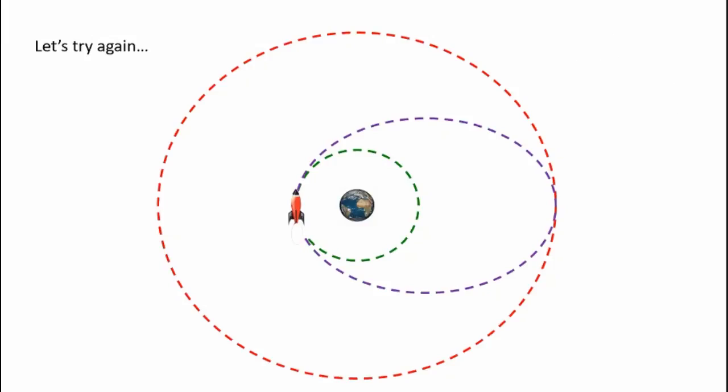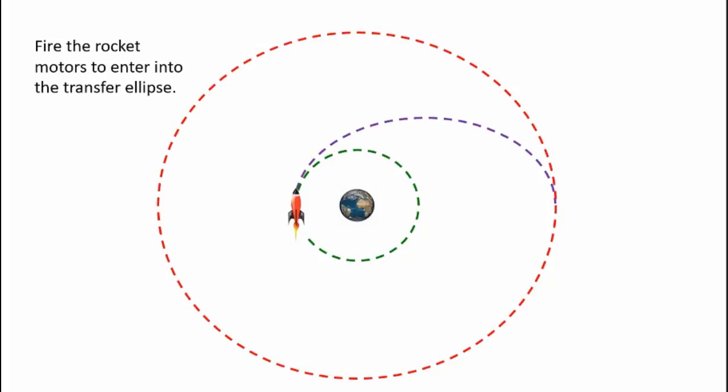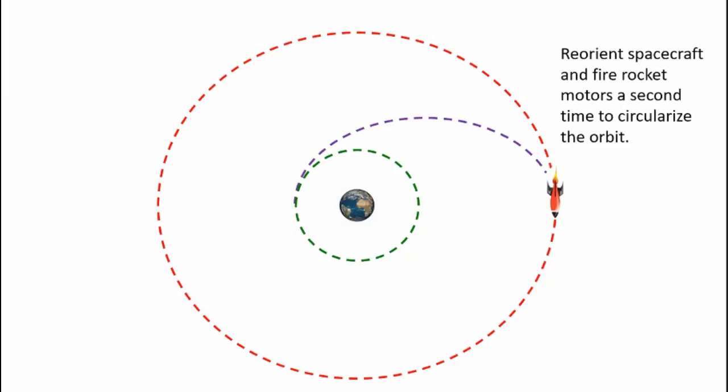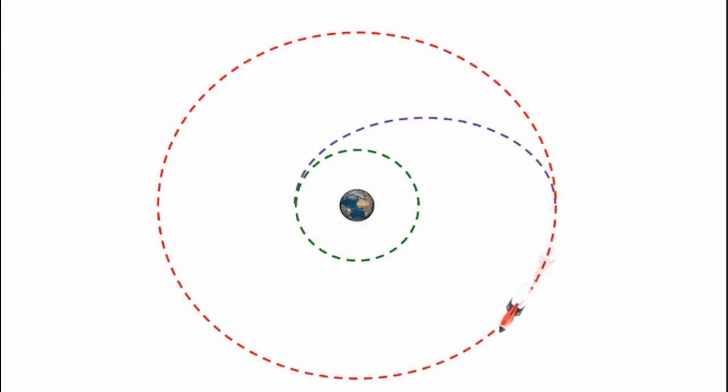Let's try this transfer again. Now this time, I only want to use half of the transfer orbit because I want to fire my rocket motors at apogee to achieve the new desired circular orbit at the higher altitude. So once again, I fire my rocket motors to enter into the transfer ellipse. Now I only burn my rocket motors for a short period of time and again coast until apogee. Now once at apogee of the transfer ellipse, I need to reorient my spacecraft and fire my rocket motors once again to add delta V to the trajectory to circularize the orbit at the desired altitude. Once I do that, my engines cut off and I coast and remain in the new higher circular orbit.